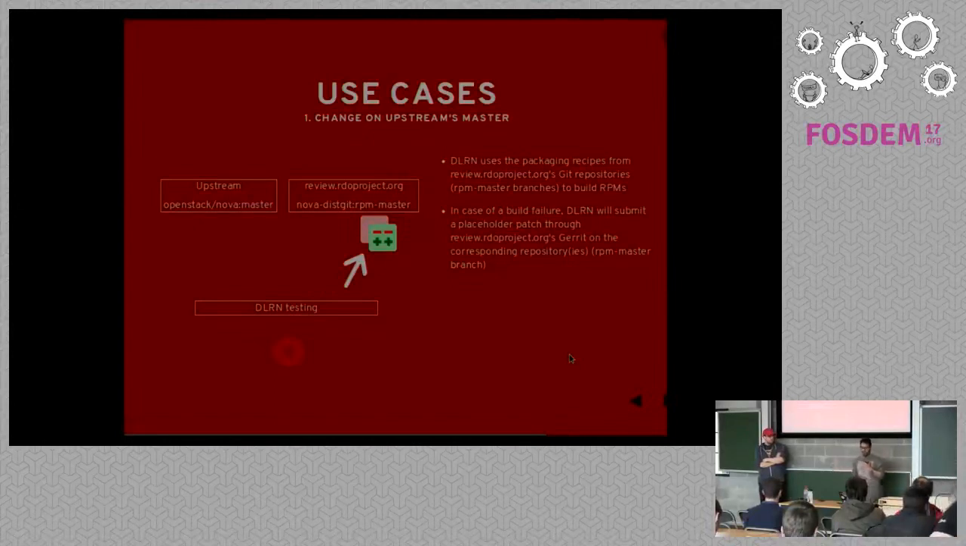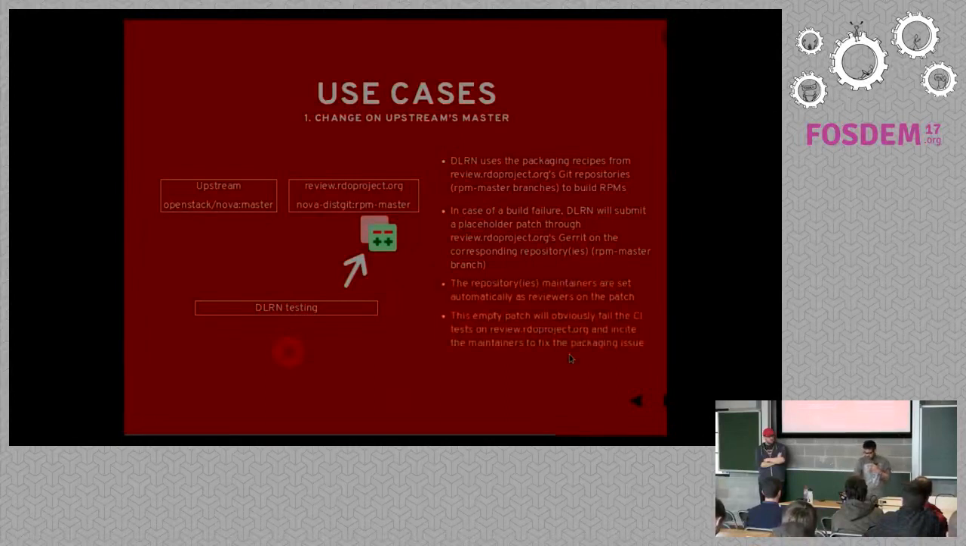So we create a placeholder review in Gerrit as a way to say, hey, maintainer, we need your attention to fix that point. You have the build logs showing you what the problems are, please fix it. And since we're using Gerrit, it's public. So anyone can see the failure and fix it. And the maintainer will be able to review your patch and merge it. So it also helps to lower the entry barrier to packaging.